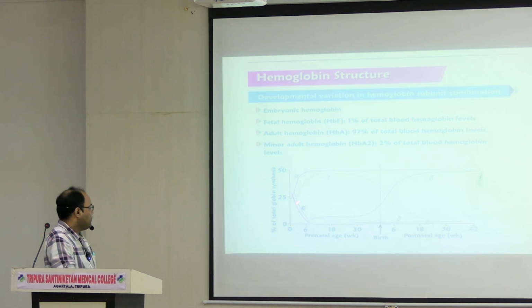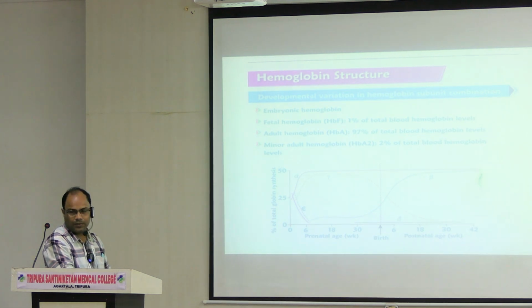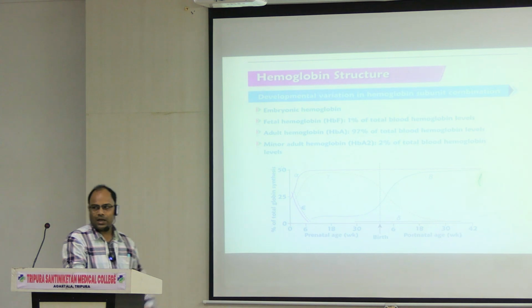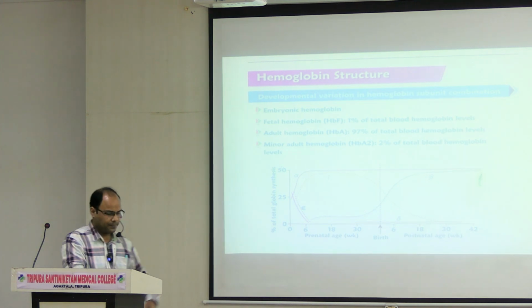You can see here, apart from the alpha chain, gamma chain and beta chain, we have 2 other chains. This is the epsilon chain, another is the zeta chain. I am coming to that later. And they can make some minor amount of hemoglobin. What is that? I am coming later. Just see this.